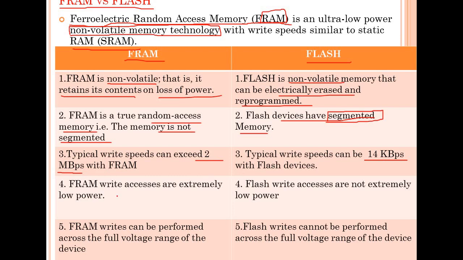And FRAM write accesses are extremely low power. With low power, you can write the data into the FRAM. But flash write accesses are not extremely low power. It takes somewhat higher power compared to FRAM in order to write the data. And in FRAM, data writes can be performed across the full voltage range of the device. But in flash, the writes cannot be performed across the full voltage range of the device.